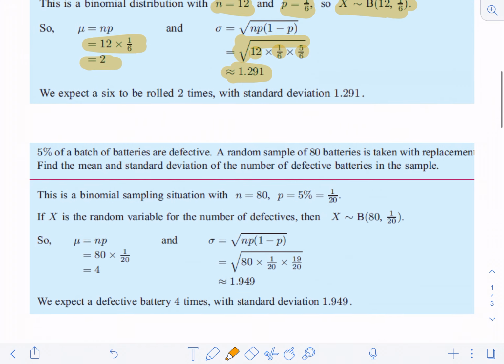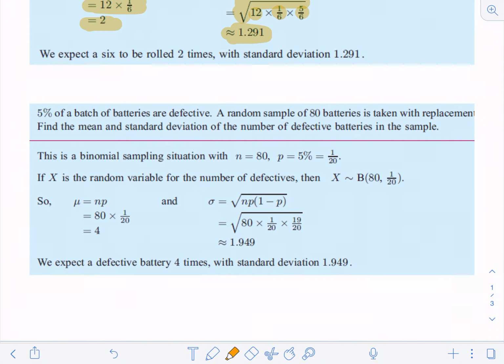I want to show you one more example. Here it says 5% of a batch of batteries are defective, and let's say I take a random sample of 80. Then let's look at the mean and standard deviation. How many would I expect to be defective out of 80? That's my mean, so that's going to be 80 times 1/20th. Again, n is equal to 80, and my probability of 5% is 1/20th. My mean is going to be 4. So on average, 4 out of 80 should be defective.